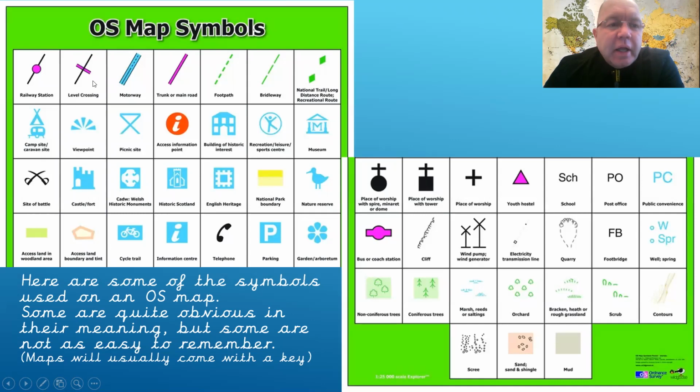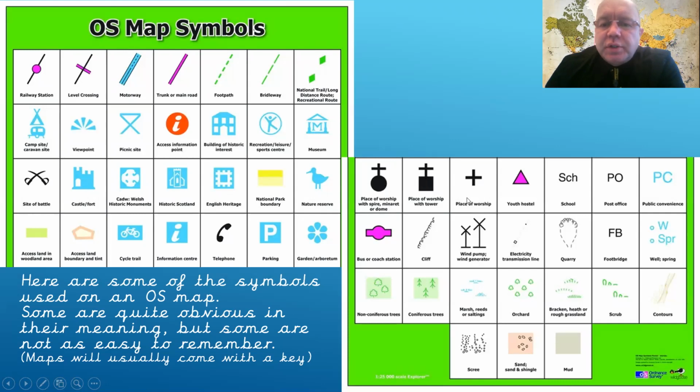So take a moment to have a look through, pause the video if you like, and see which ones stand out, are obvious, and which ones are a little trickier. The church ones, or the places of worship, is an interesting one because there are 3 symbols for a place of worship.